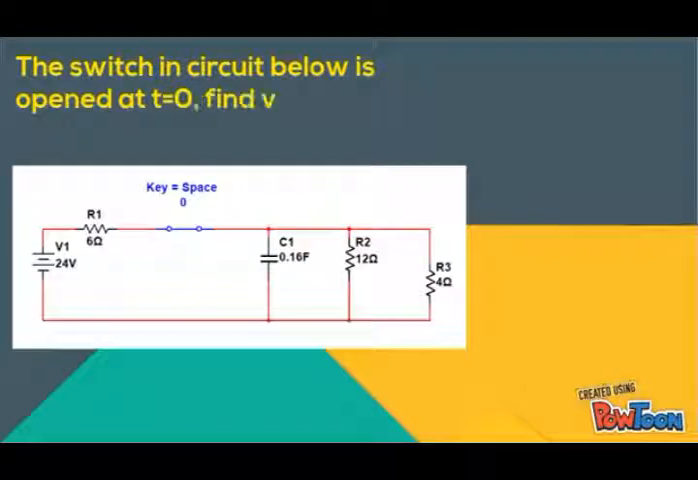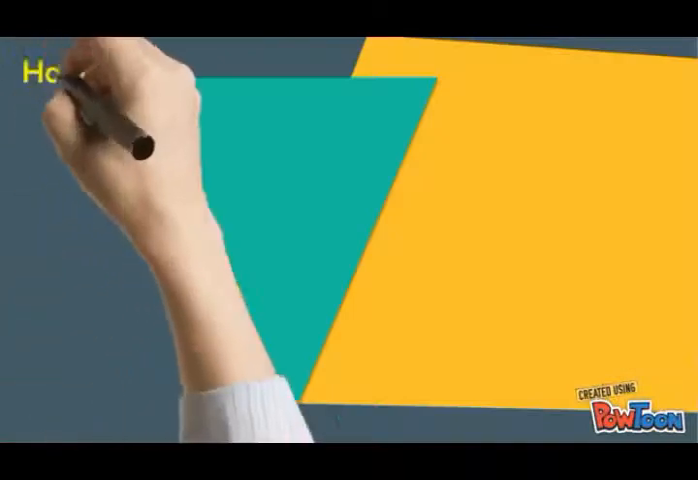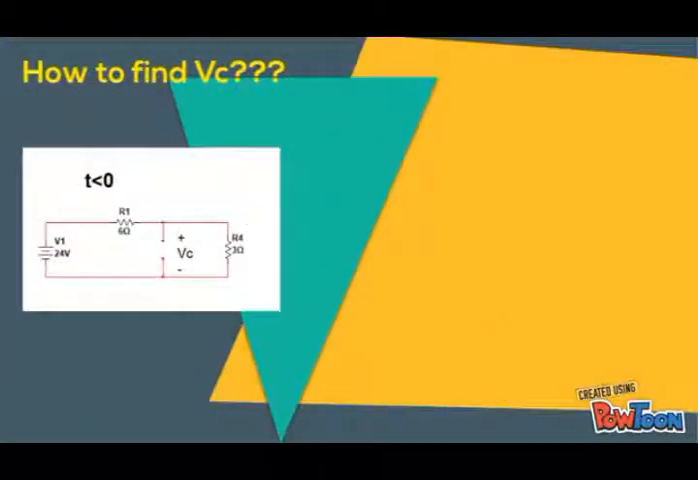There are two resistors and one capacitor in parallel, and one series resistor. The switch in the circuit is open at t equal to 0. Find V total for t larger than 0. How to find the total voltage? Let's discuss together. Firstly, we must find the voltage of the capacitor.